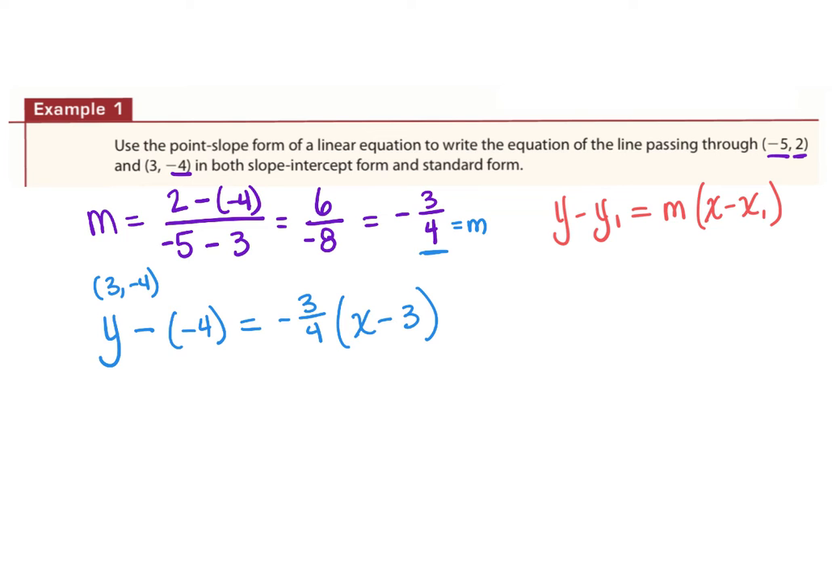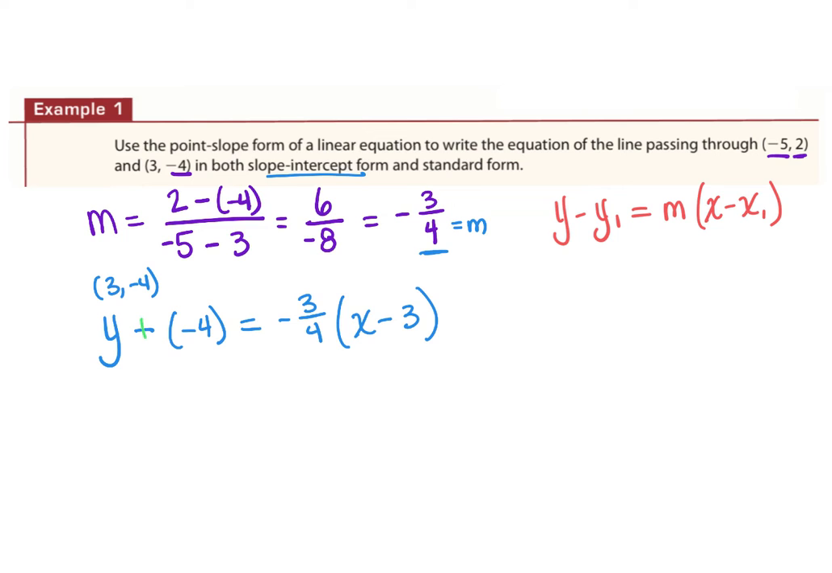You can do it with either point. You could have done it with (-5, 2). You could do it with (3, -4). It doesn't matter which of the 2 points you use because they are both on the same line. It just told us that, okay? They want it in slope-intercept form. To get it in slope-intercept form, I need the y by itself. So I need to simplify some things.